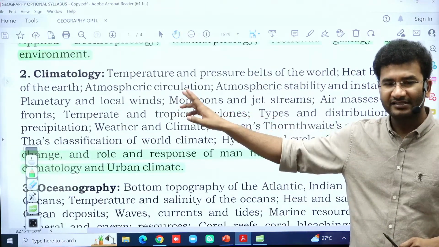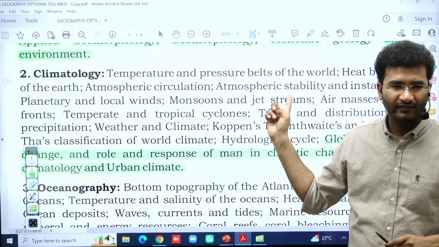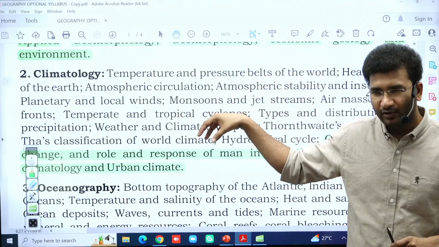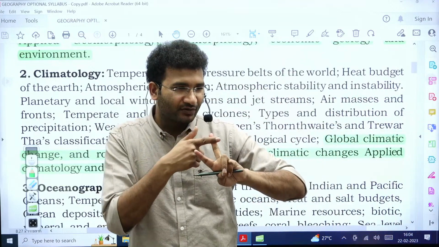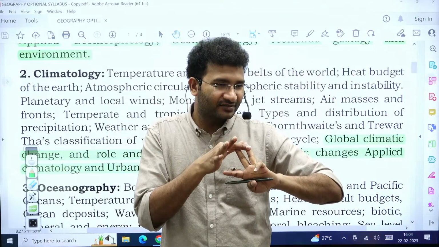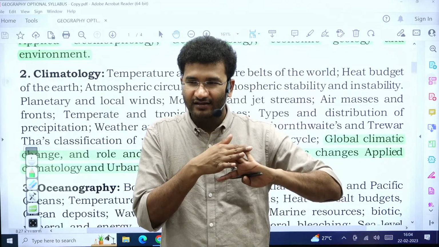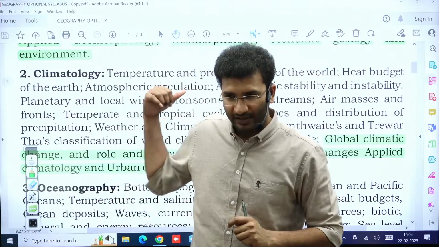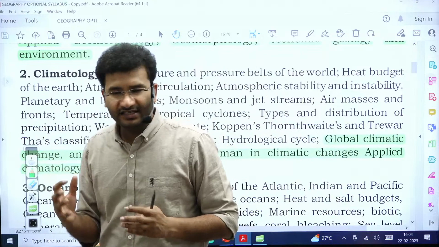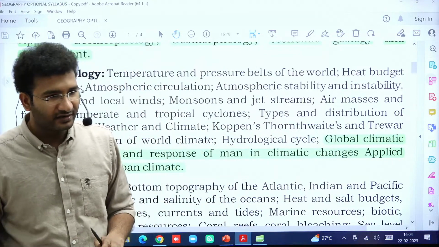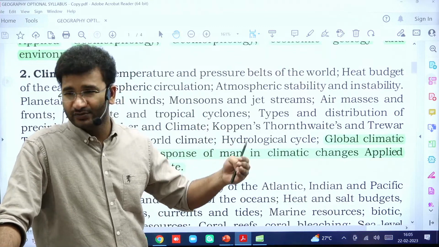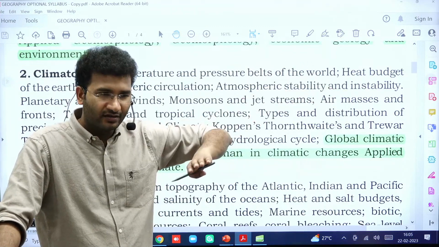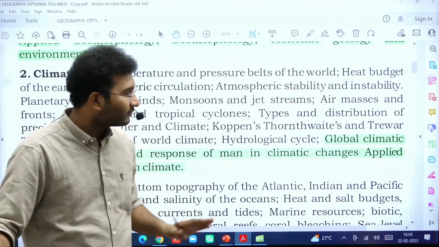Again, the same winds which we have studied, we have to go into a little more detail. Have you ever heard of nor'westers, mango showers, blossom showers, Kal Baisakhi? You will be studying about them with respect to India. Sea breeze and land breeze, what are they? These are nothing but local winds. There are different names to these winds in different places of the world. You have to study about that.